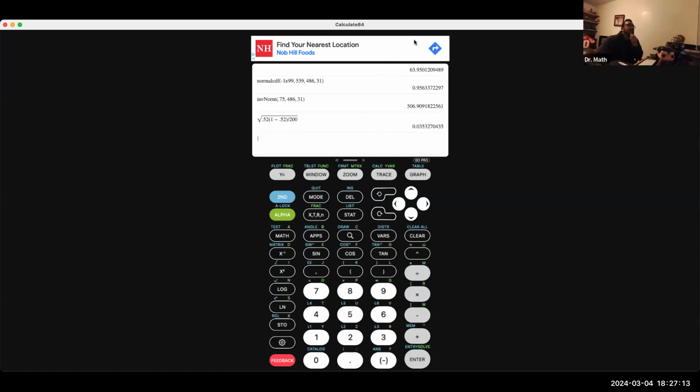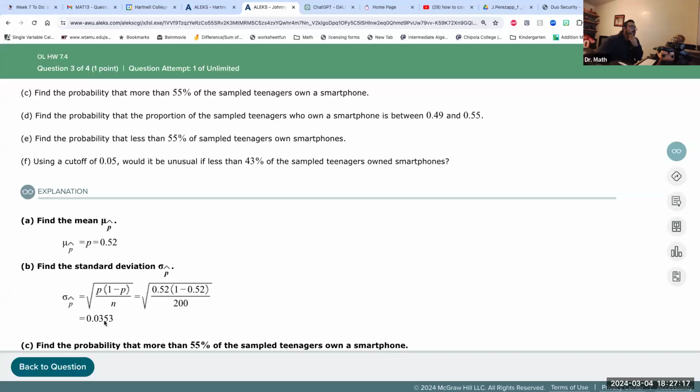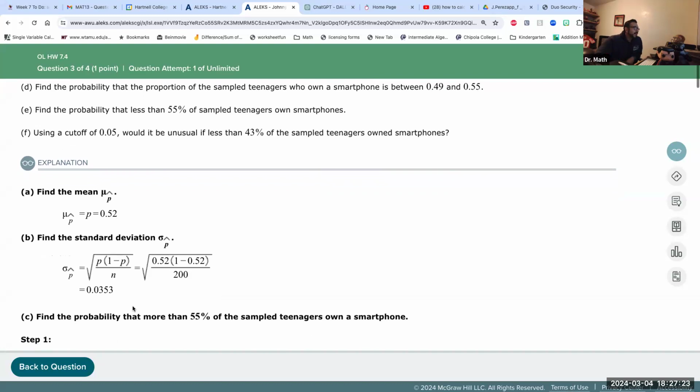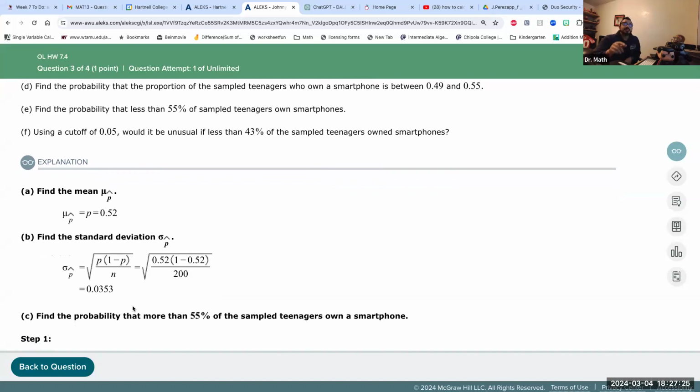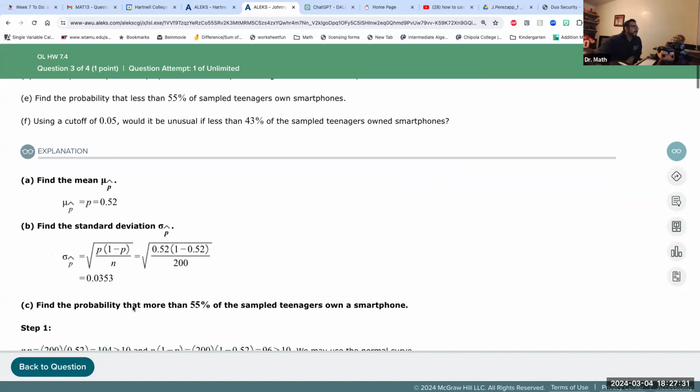Let's go back to the problem, and that's how they get the 0.0353. So again, hit rewind and make sure you look at that again and practice it. Make sure you get the practice in because you want that muscle memory so you don't forget.